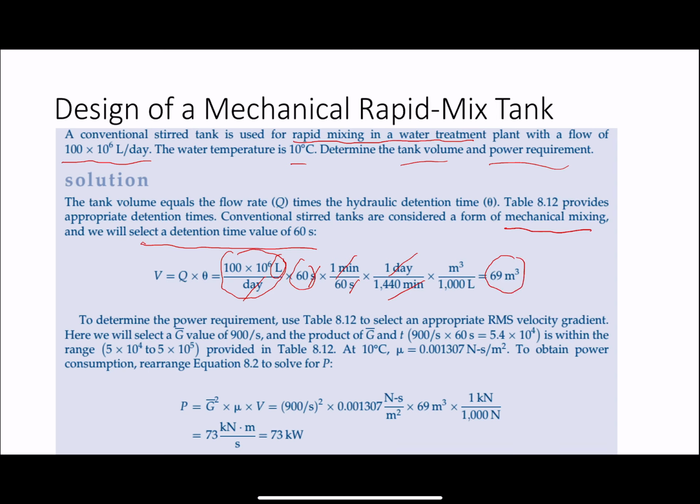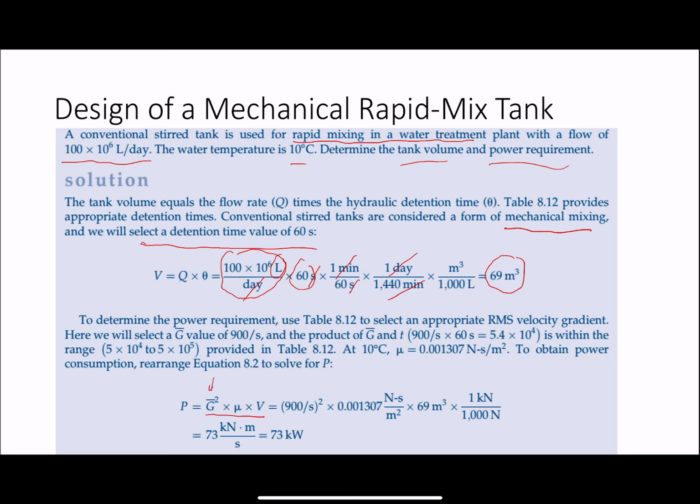Now, we need to find out the power. The power equation is P = G' squared times mu times the volume. G' is the RMS velocity gradient.